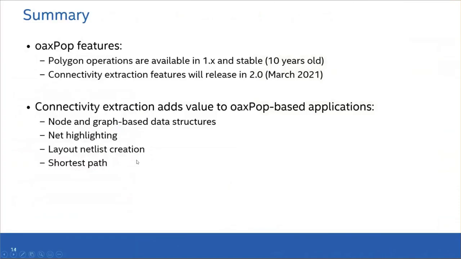Okay, just to wrap up and summarize, OpenAccess (OA) already had very useful features that are available in the 1.x series of the release. We're now 10 years old. We are just about to release these features into the library for general use next month, and these new features will definitely add value to OA-based applications. In particular, being able to navigate node and graph-based data structures to do things like net highlighting, layout, and netlist creation.